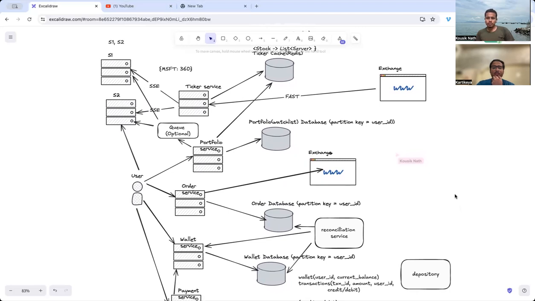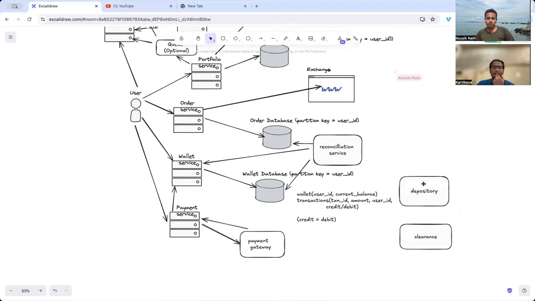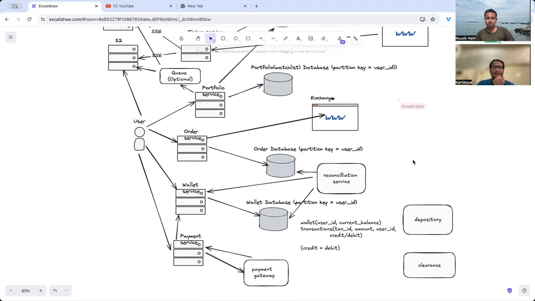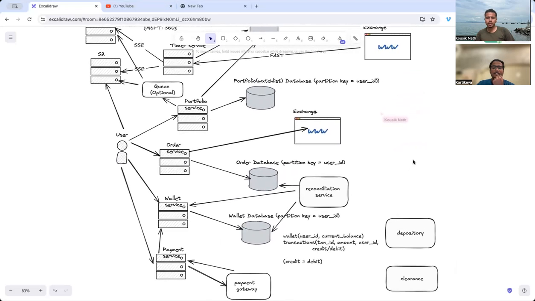Okay. So anything you want to add on the reconciliation service? We talked about reconciliation of the payment file with the user transactions, but is there anything else that it has to do?